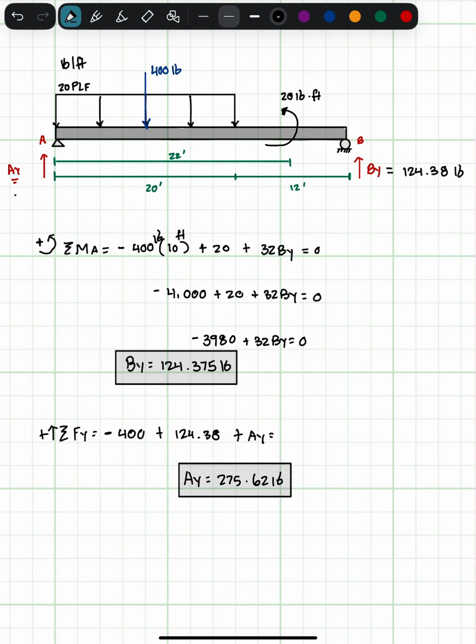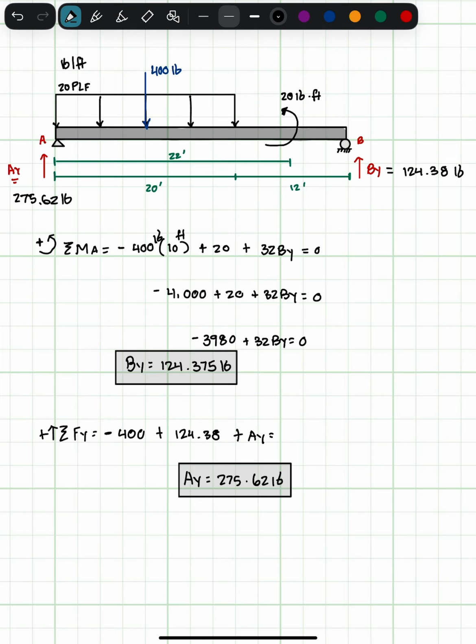Let's put that over here, 275.62 pounds. And if you add 275.62 plus 124.38, you get 400 pounds, as all your forces are equal to all the loading that's happening. So this beam right here is in equilibrium now.